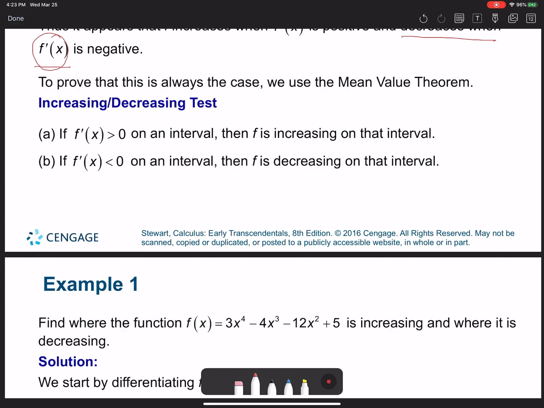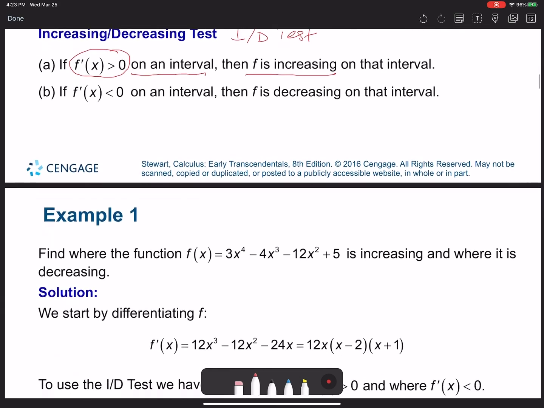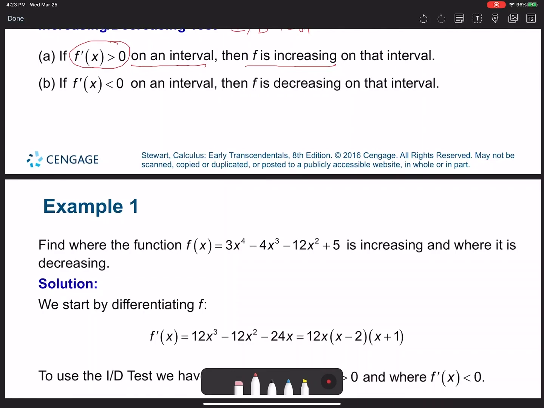So for the moment, let's just focus on the fact that there's an increasing, decreasing test, which the author is going to refer to as the ID test. I believe that's how he writes it. What that says is that if the first derivative is greater than 0, in other words, if the slope of the tangent lines to a curve on an entire interval are greater than 0, then the function is increasing on that interval. And similarly for your first derivative being negative.